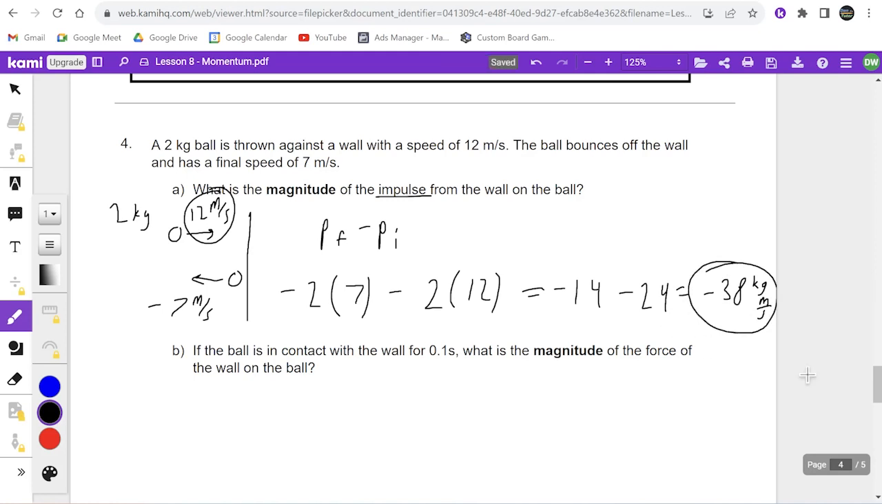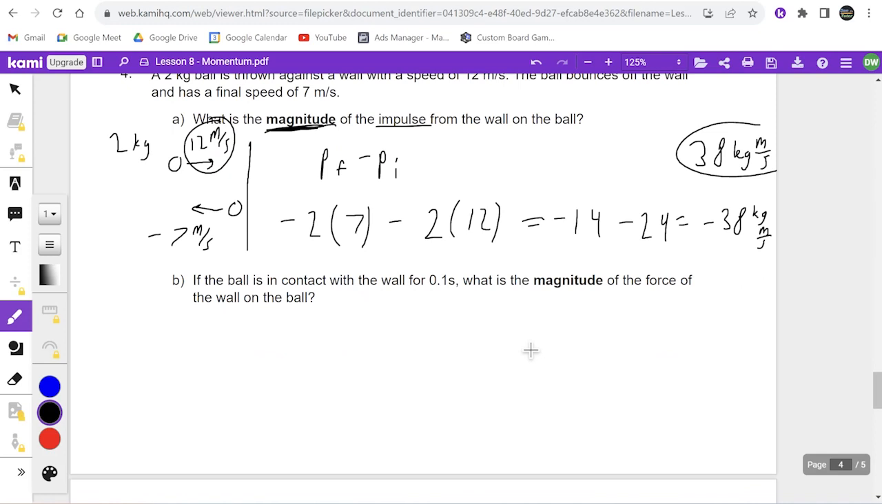Oh, and I shouldn't circle that because see how I'm asking for magnitude? Well, magnitude is the size only, not the direction, so 38 kilogram meter per second. Wait, why are they both negative? They're not both negative, let me be clear. It's P final minus P initial. Yeah, no, I understand now, thanks. Okay, good. Any other questions?